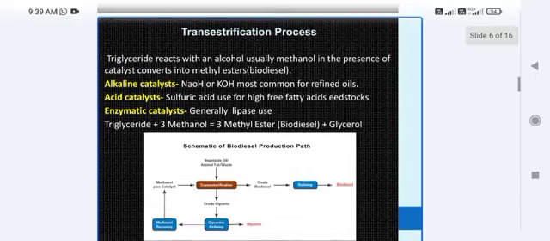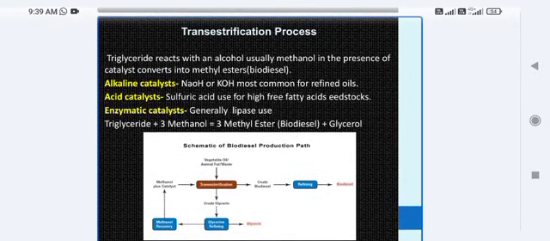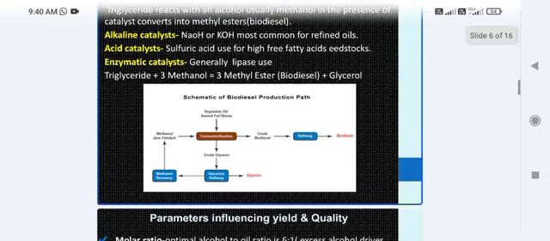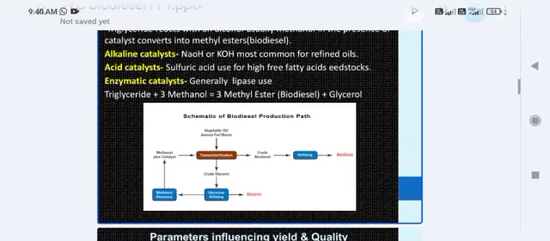On the basis of the resources used for biodiesel production, we select a catalyst. If we use refined oil for the production of biodiesel, then we use an alkaline catalyst, maybe NaOH or KOH, which are the most commonly used alkaline catalysts. If our feedstock contains very high free fatty acid, then we choose an acid catalyst. As is shown, when triglyceride reacts with methanol in the presence of a catalyst, we obtain biodiesel and glycerol.